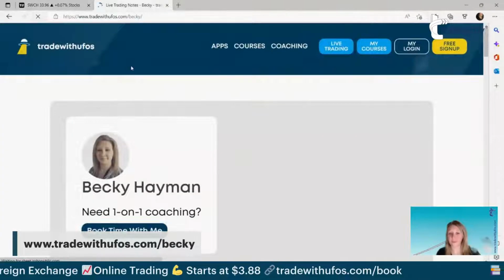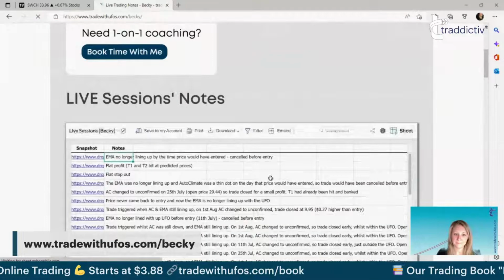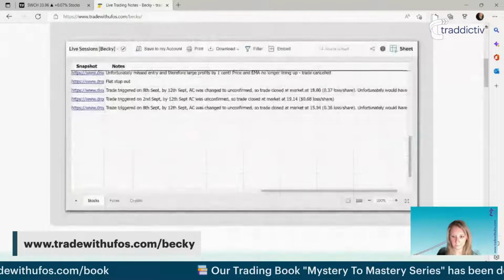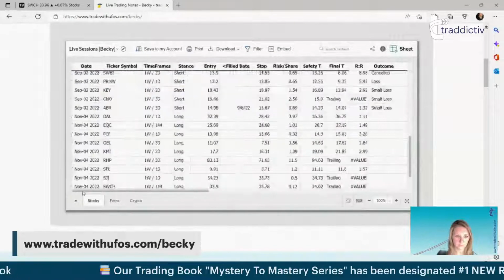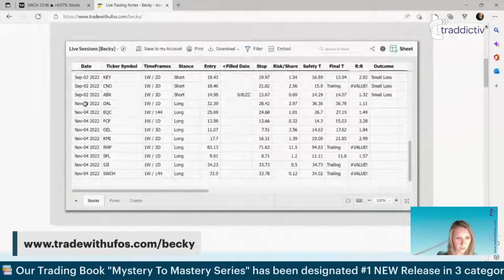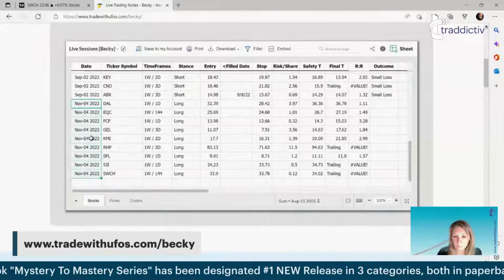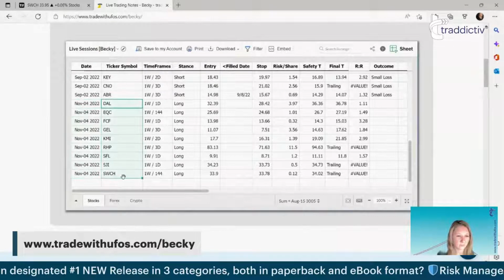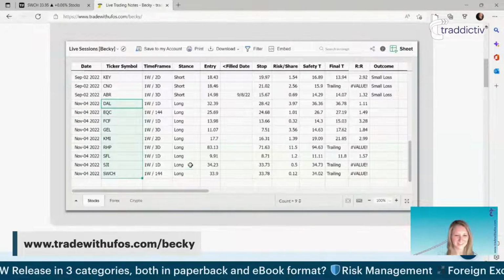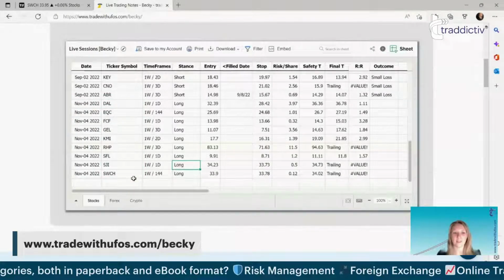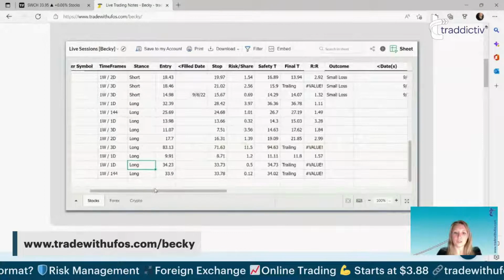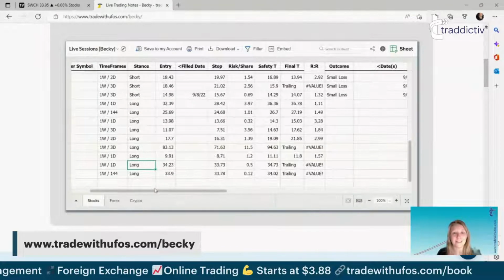tradewithufos.com/Becky, refresh it, and you will see we now have, if we go to the end here, all of those trades that we put in today, all 9 of them. So it's going to count for me, 9, there you go. All 9 trades that we put on today are there. You can see the entries, the stops, the targets. You can use this session, of course, to understand why we did that.